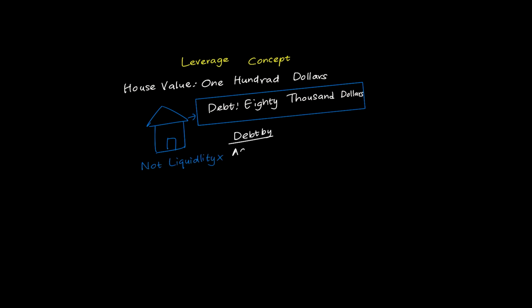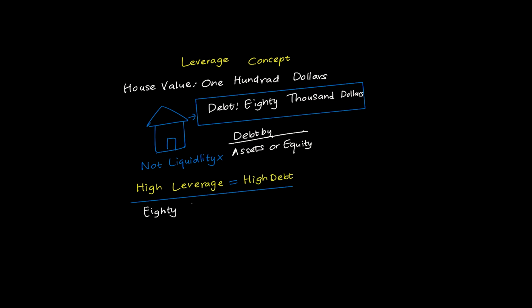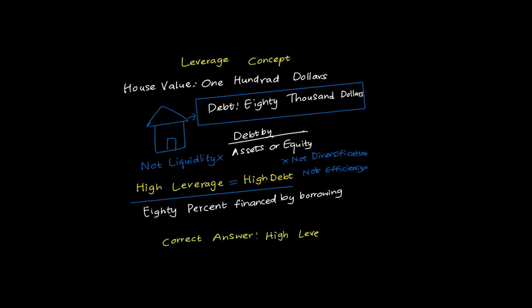Leverage simply means using debt to finance assets. When a company or individual uses a lot of borrowed money relative to their own money, they're highly leveraged. This is completely different from diversification, which is about spreading investments across different assets to reduce risk. It's not about liquidity, which measures how quickly you can convert assets to cash. And it's not about efficiency, which measures how well assets generate revenue. High leverage specifically describes the proportion of debt in your capital structure. The homeowner with an 80% mortgage is just like a company with high debt to asset or debt to equity ratios.